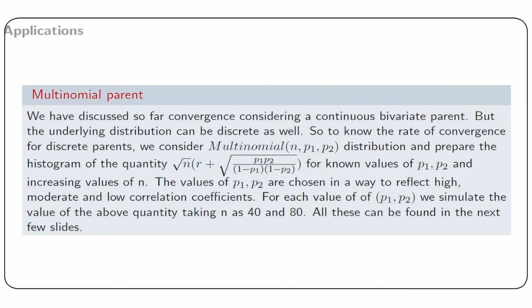and increasing values of n. The values of p1, p2 are chosen in such a way as to reflect high, moderate and low correlation coefficients. For each value of p1, p2, we simulate the value of the above quantity, taking n as 40 and 80, and all this can be found in our next few slides.